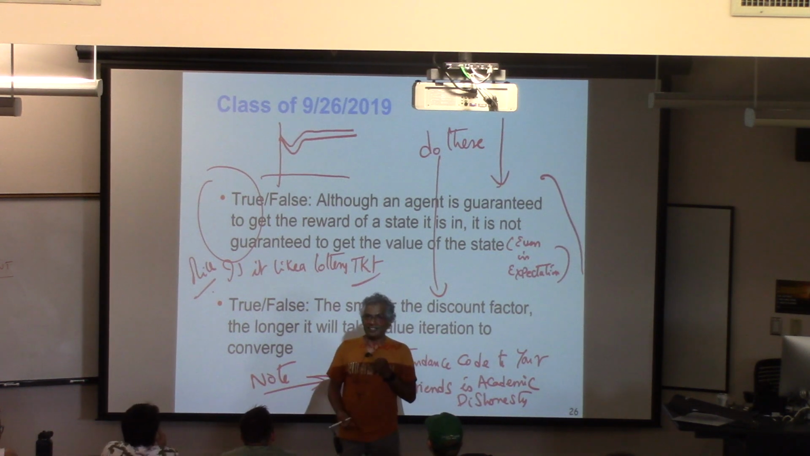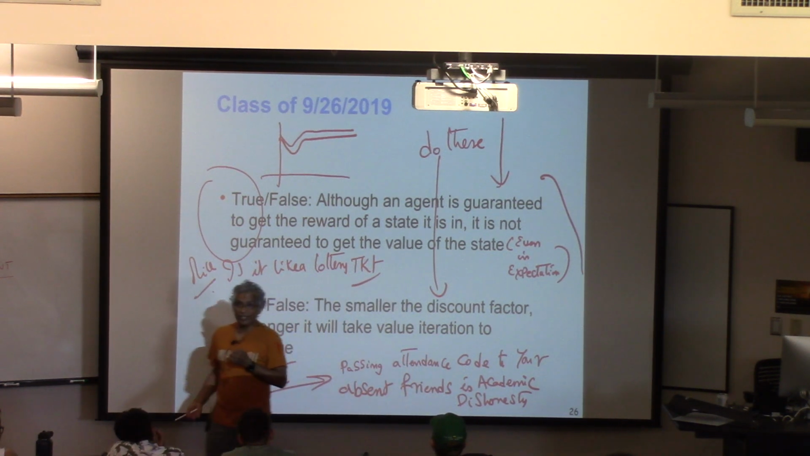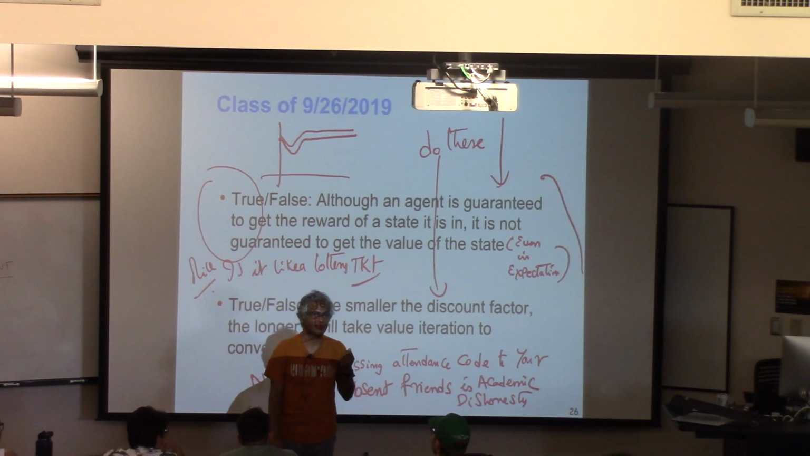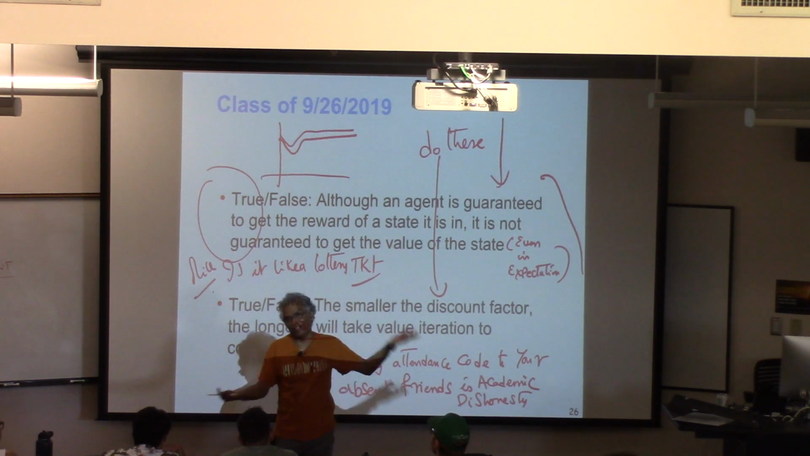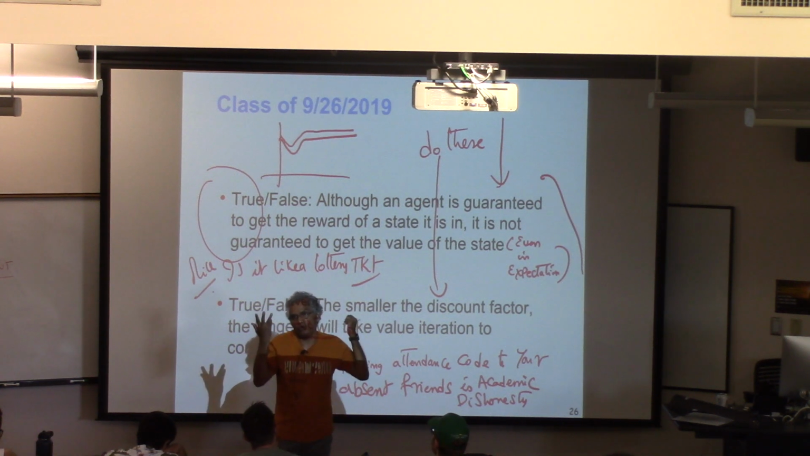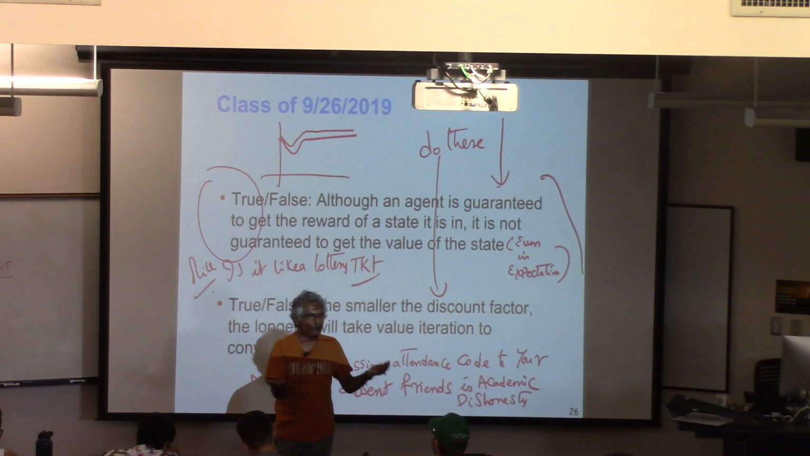So if the discount factor is 0, the value iteration will have how many iterations? One iteration, basically. Essentially, zero iterations. If you just set the value to the reward itself, then it doesn't go any further, because if you do one more iteration, it finds that the value hasn't changed, and it stops.